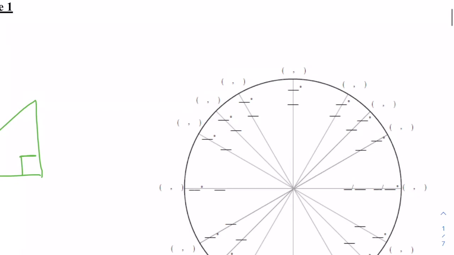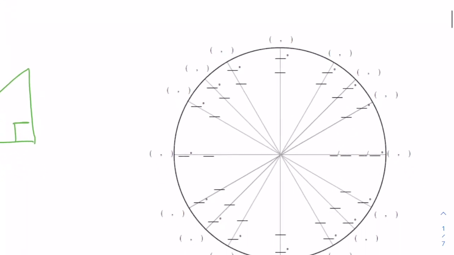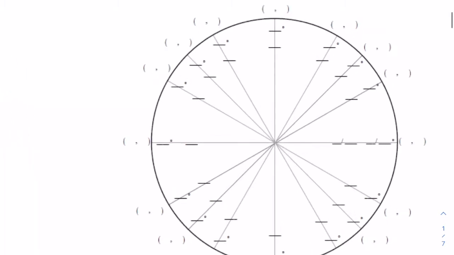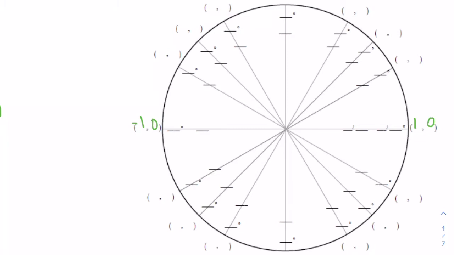Since this is a unit circle, I'll first label any points that are on the x and y axis. So we know that this coordinate would be just 1, 0. This coordinate would be 0, 1. This would be -1, 0. And down here would be 0, -1. Now I'm going to write the angles in here.